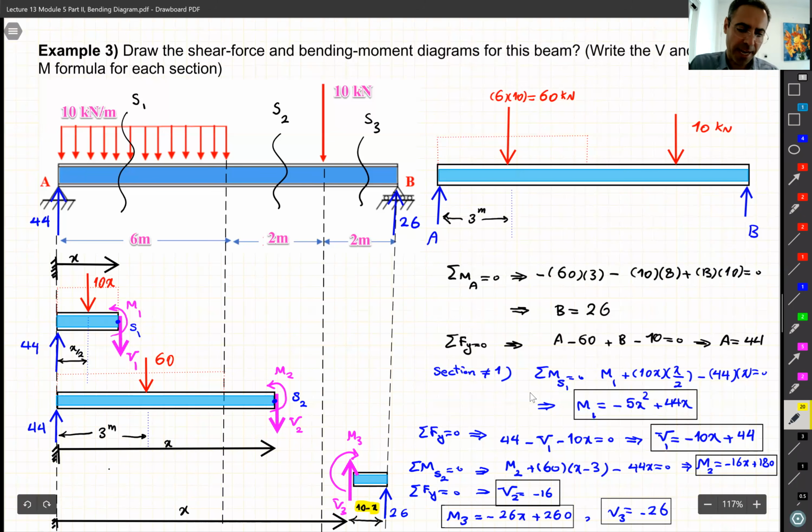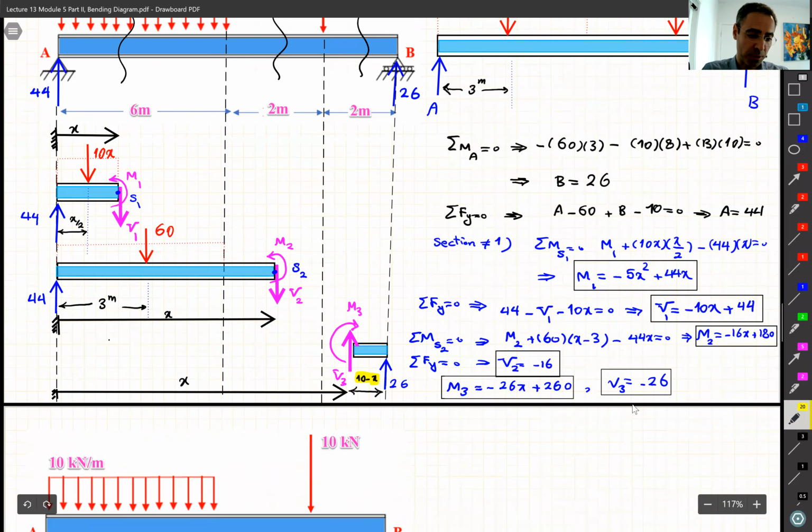So we found the V and M equations for this one. The only difference between this equation and the previous one is that they are second order. Like M1 is a second order polynomial, so it's more like a curvature shape. Let's draw them because the question asks us to draw these equations. I'll go to the next page, but before I move forward, is there any question? No? We're good? Okay.